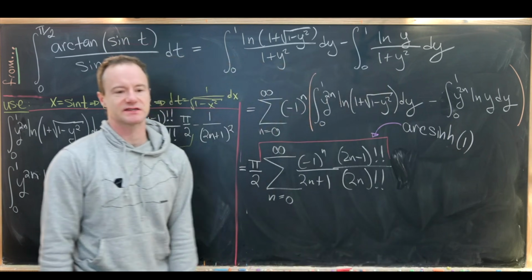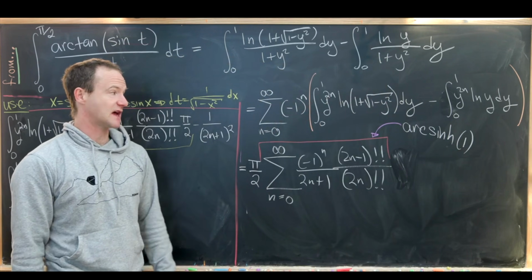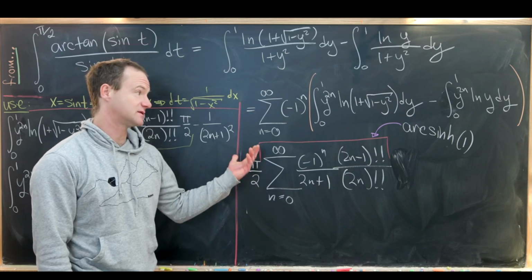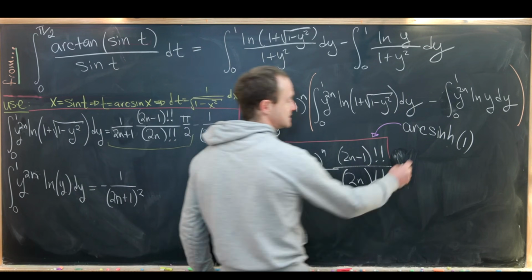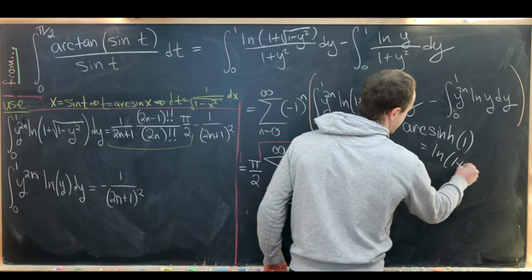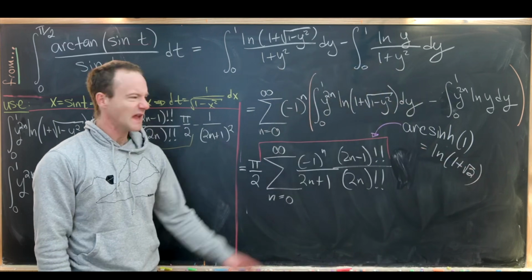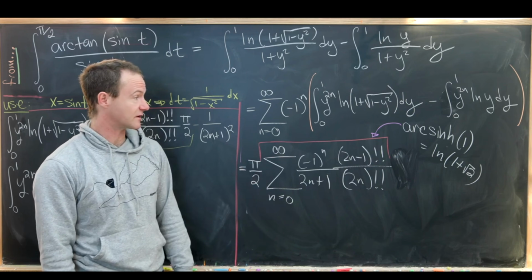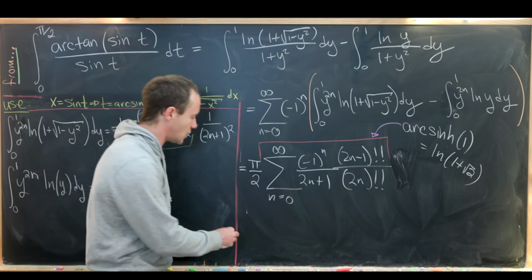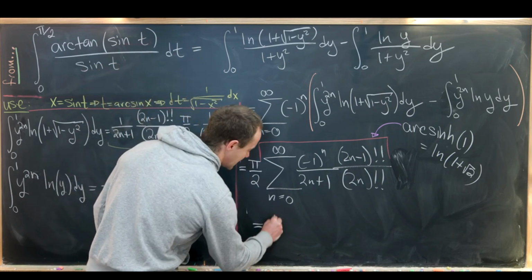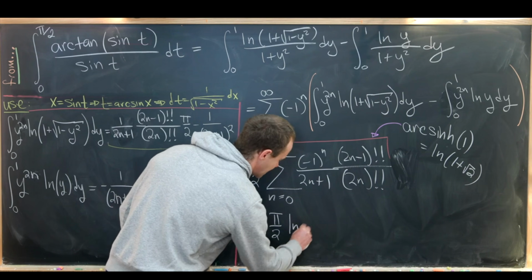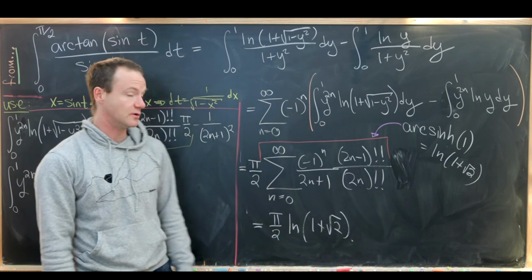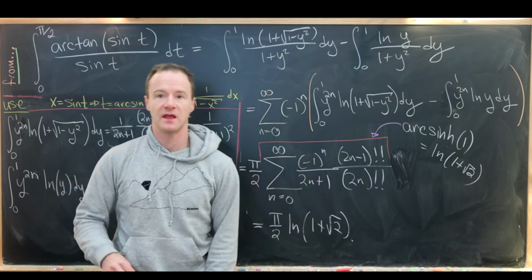So inverse hyperbolic sine. But inverse hyperbolic trig functions can often be written in terms of logarithms, and this is the case here as well. This is equal to the natural log of 1 plus the square root of 2. And I won't go through those derivations carefully because this is already turning out to be a fairly large video. So putting this all together, we'll see that in the end we have pi over 2 times the natural log of 1 plus the square root of 2 as the value for our goal integral. And that's a good place to stop.